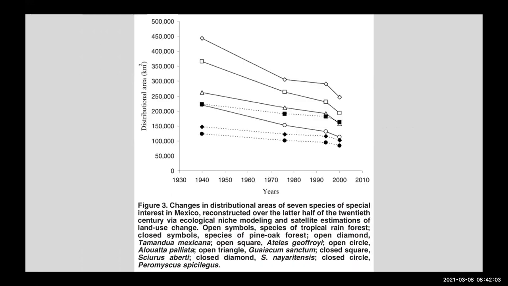And so in that paper, we did things like look at a bunch of species that are restricted to rainforest. This was in Mexico, which is where Jorge's from and a place where I've worked for many years. And so we looked at a bunch of species from rainforest, which are these solid lines, and a bunch of species from pine forest, which are these dotted lines. And this is estimated distributional area through time. And what I want you to see is that the pine forest species have lost quite a bit less of the extent of their distributions than the rainforest species.